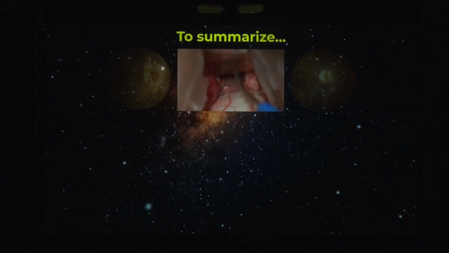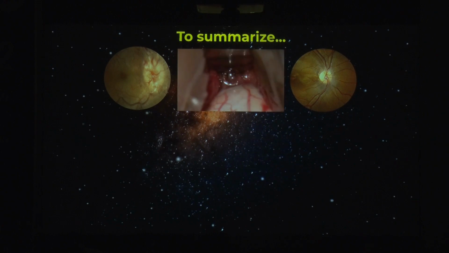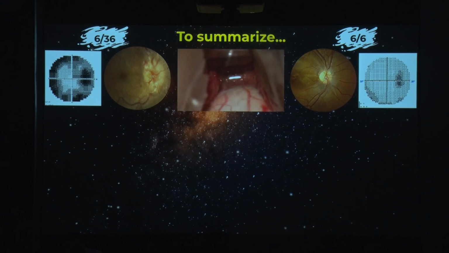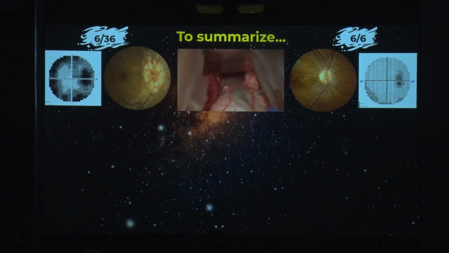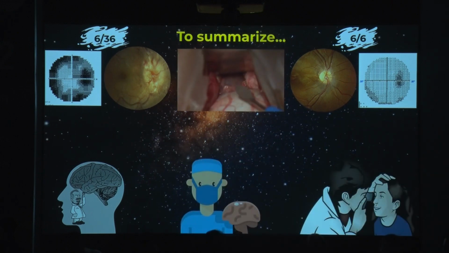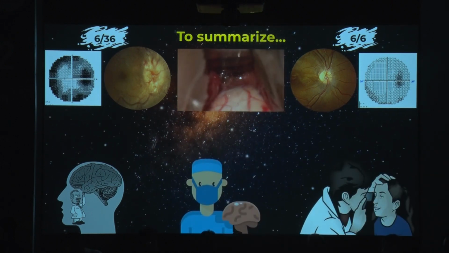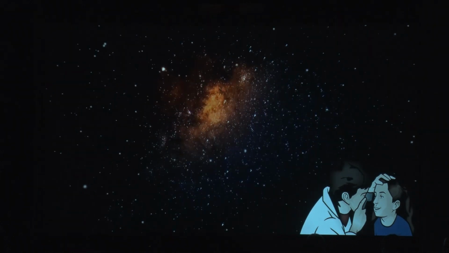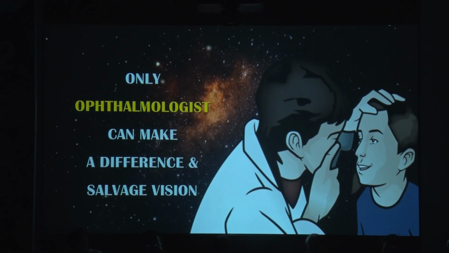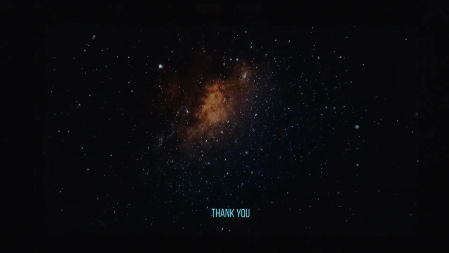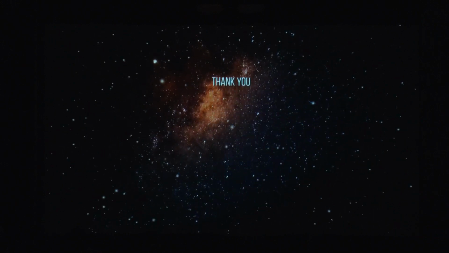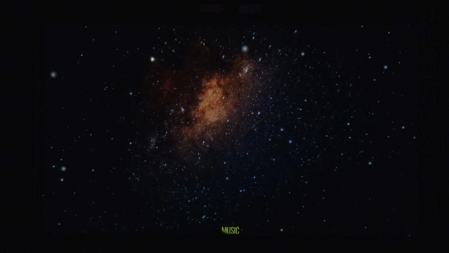So to summarize, ONSF is a safe and effective method to preserve or even improve vision loss secondary to papilledema due to raised intracranial pressure. Good coordination between the neurologist, neurosurgeon and ophthalmologist is a must. Remember that vision loss is the only and severe complication, and it is only an ophthalmologist who can make a difference and salvage the vision. And this video will aid any ophthalmologist to be able to perform this procedure with ease and also guide them as to when and how to do it.